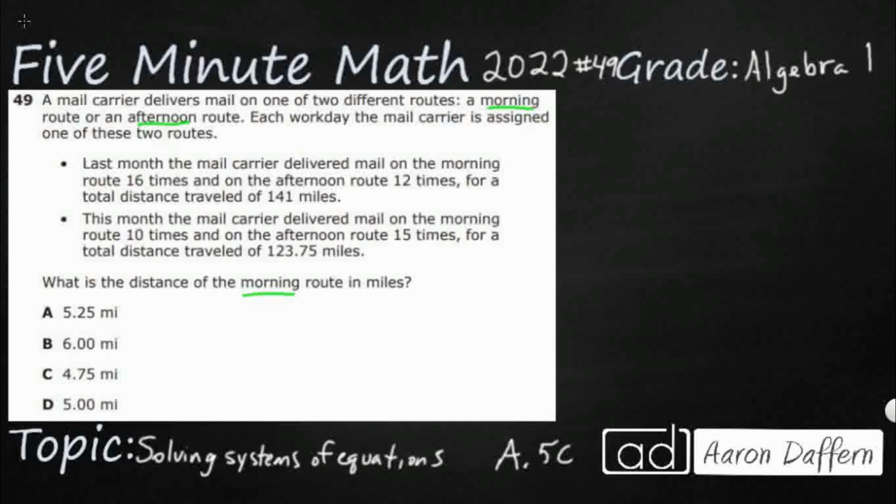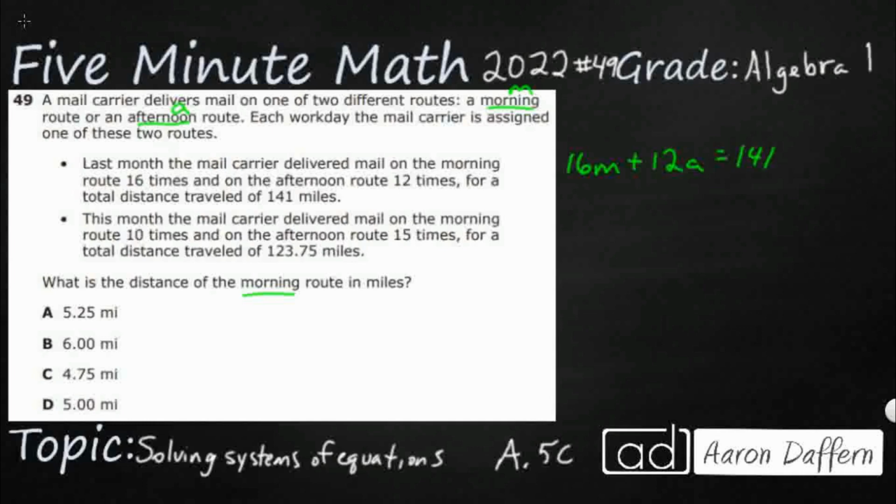All right, we need to assign variables here. So the morning route, the distance is unknown. That's what we're looking for. Let's call that M. Afternoon route, we're not looking for, but it's also unknown. It's A. Okay, so let's see. Morning route for this first clue is 16 times. So that's going to be 16 times M, whatever the distance is for the morning route, which is what we're looking for. And then on the afternoon route, 12 times, so 12A, for a total of, that's why we're doing the plus, 141.